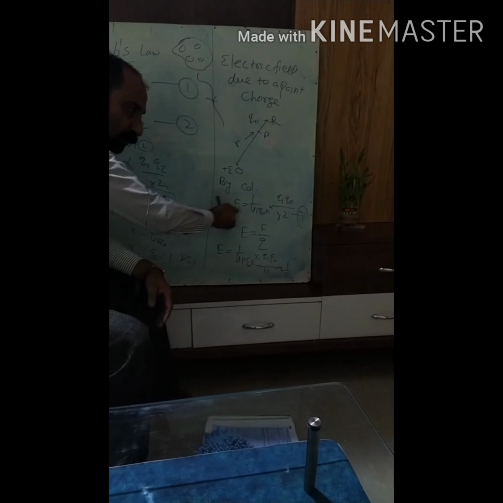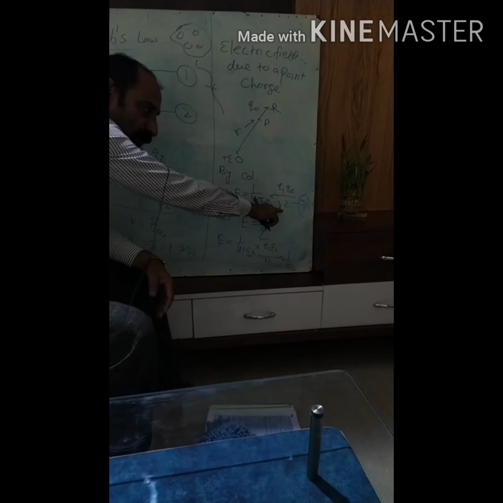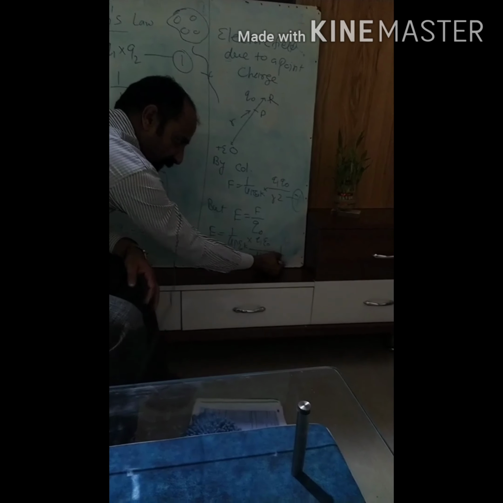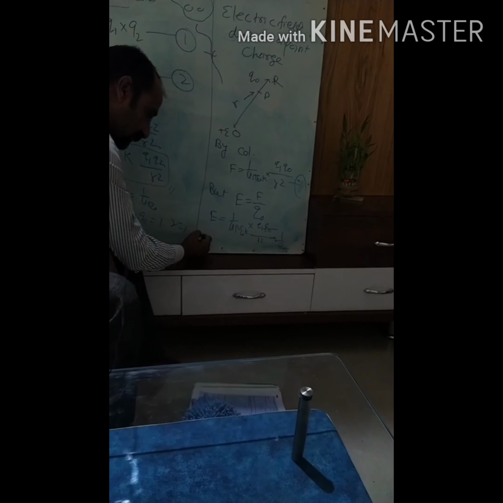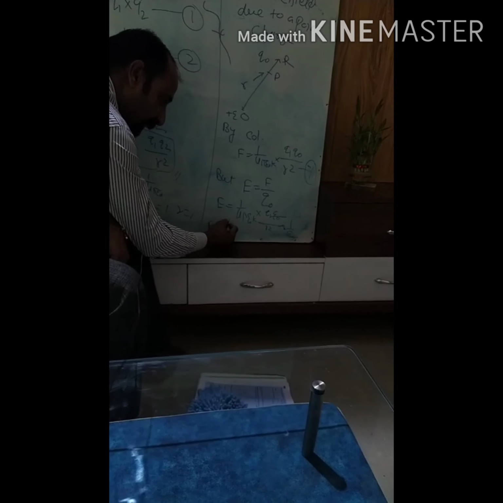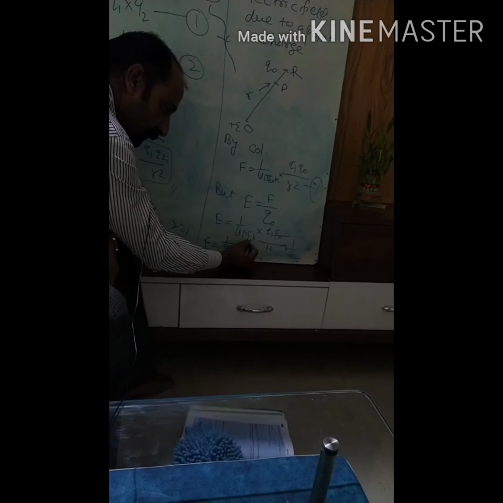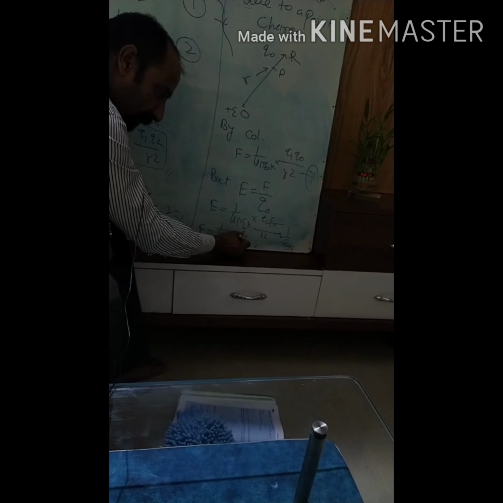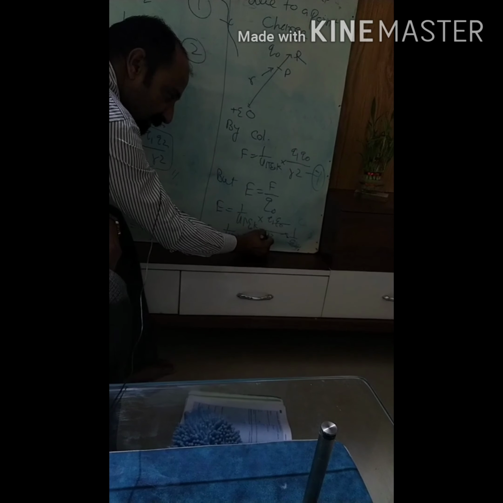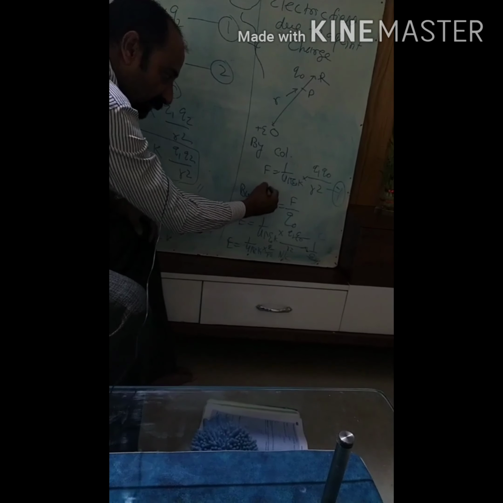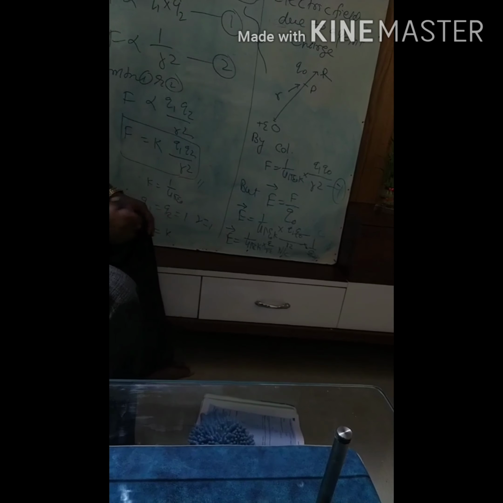So here, by Coulomb's law, F = Q1 Q0 upon R square, you can say E upon F, or you can say Q, no problem. From this, Q1 is cancelled. So E is equal to 1 upon 4 pi epsilon naught, K into Q upon R square. This is Newton per Coulomb. It's the unit of the electric field, and this is a vector quantity, so you can put the sign of vector.